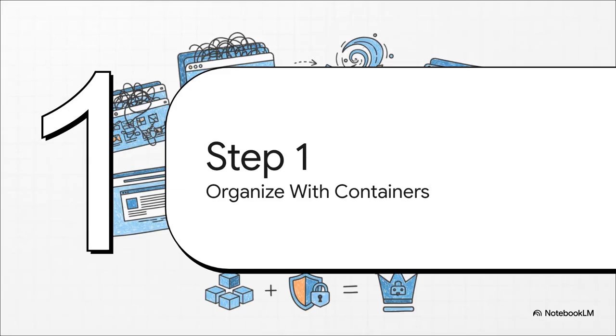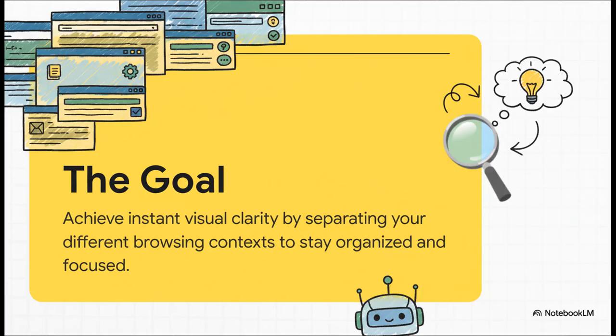All right, so how do we even begin to tackle this mess? Well, the guide solution starts with a really foundational first step. Let's organize everything with containers. And the goal here is actually super simple, but really powerful. It's all about getting instant visual clarity. It's like creating separate, clean rooms for all the different hats you wear online. That way your work self doesn't even have to see what your shopping self is up to.